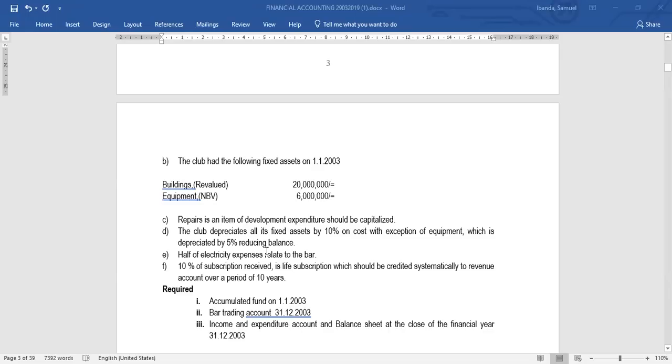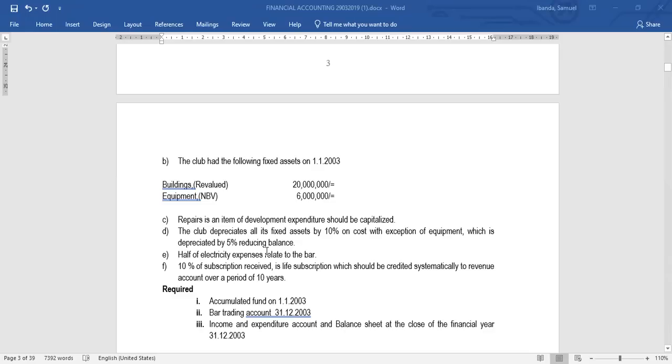which should be credited systematically to revenue account over a period of 10 years. Okay, over a period of 10 years. So this should be able to give you a good understanding of the life subscription that we just talked about.